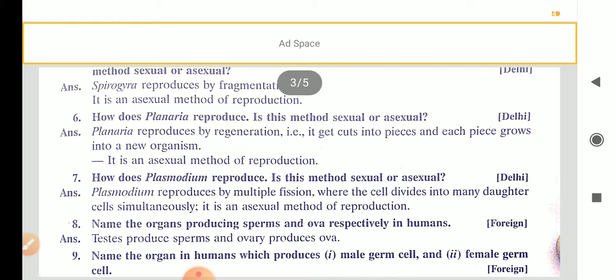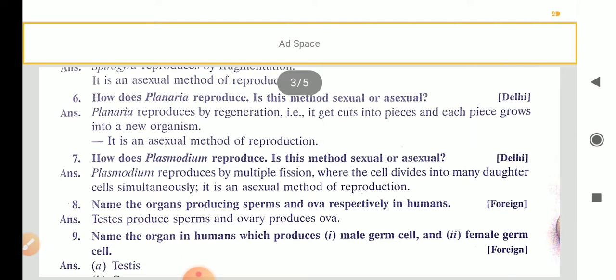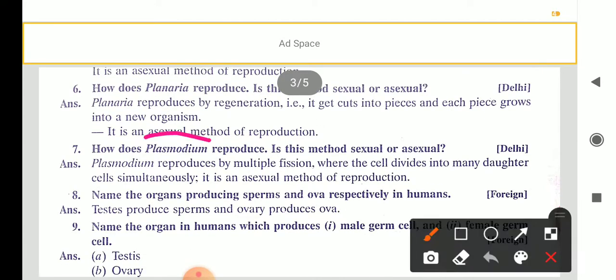How does plasmodium reproduce? Is the method sexual or asexual? Plasmodium is a protozoan, and it is the causal organism of malaria. Malaria is transferred from one person to another by the female Anopheles mosquito, which is responsible for carrying the plasmodium from one person to another. The spread is caused by the female Anopheles mosquito, and the causative organism or pathogen is plasmodium. So plasmodium reproduces by multiple fission.